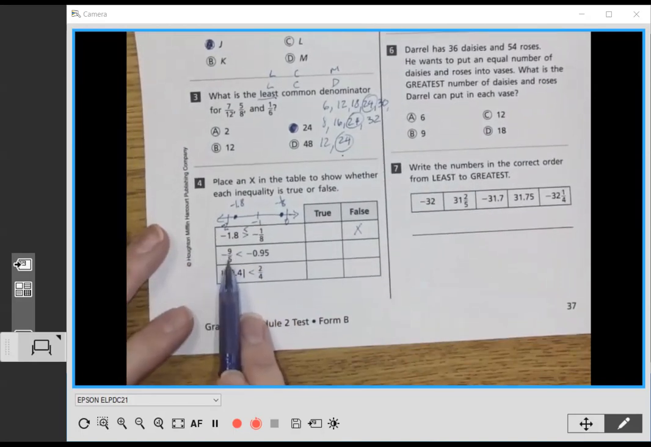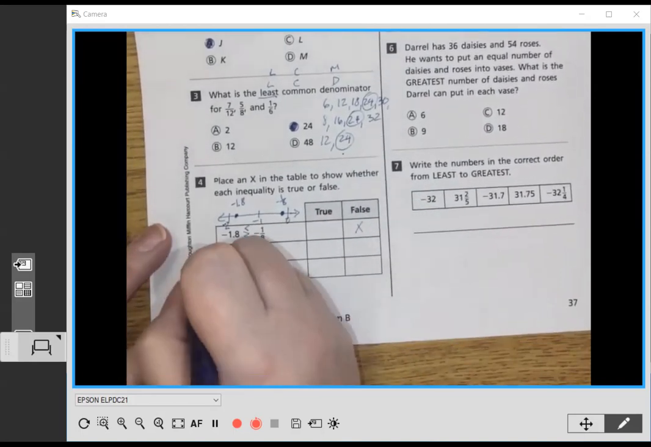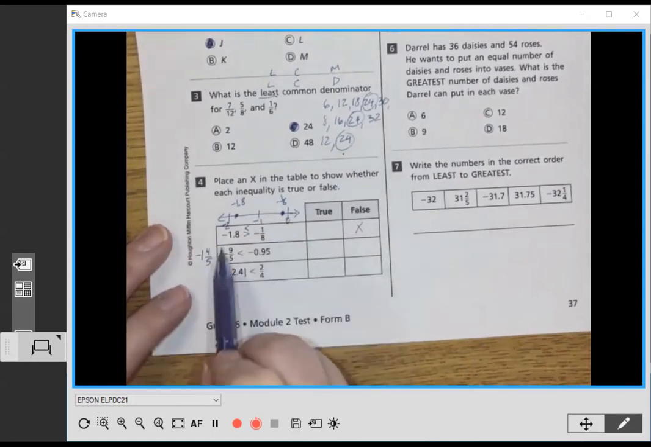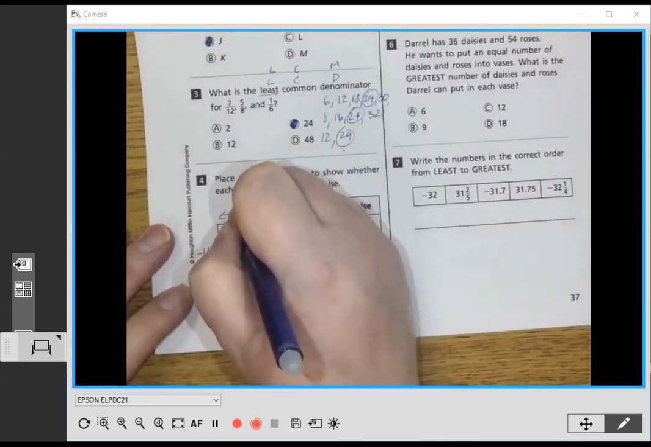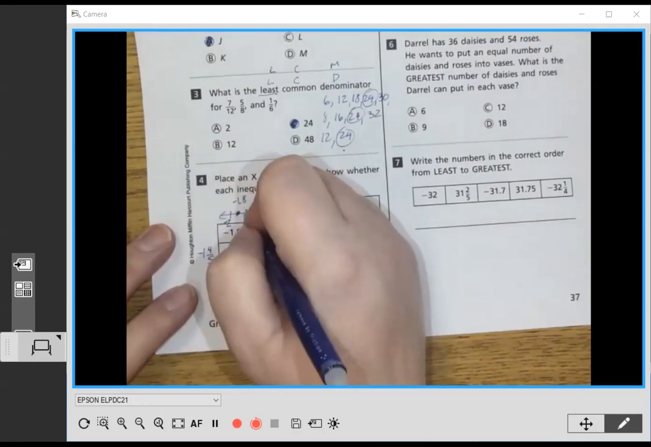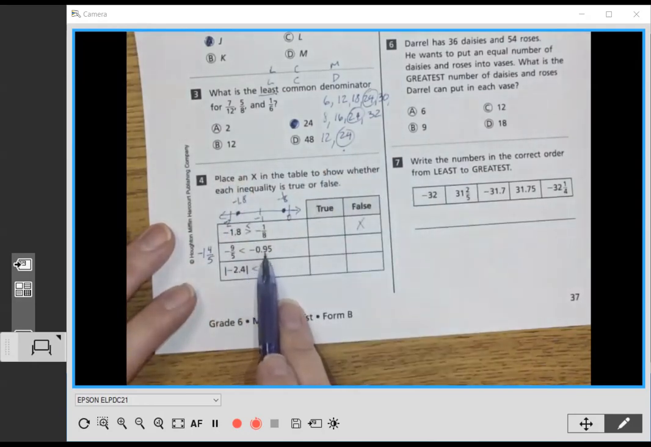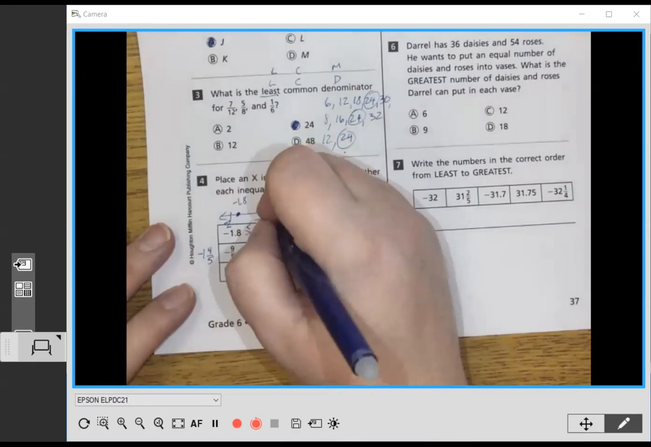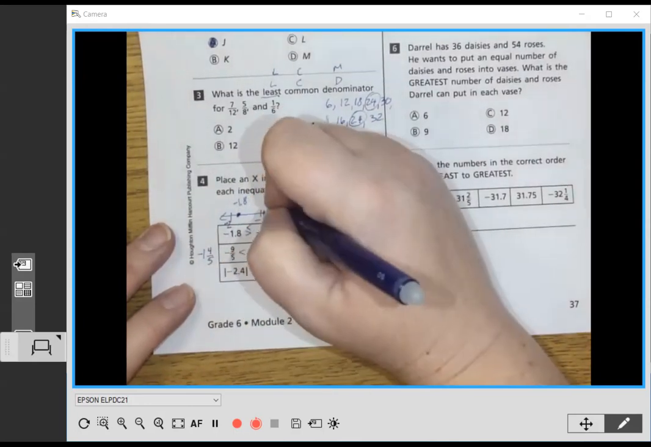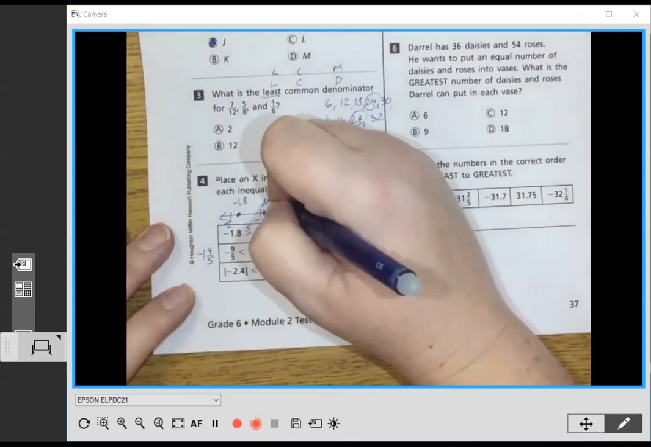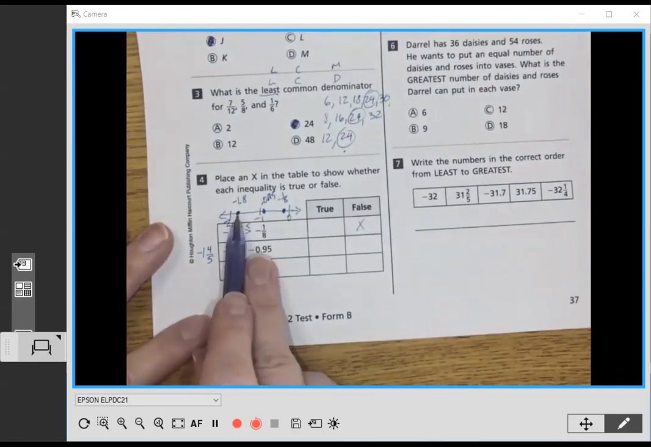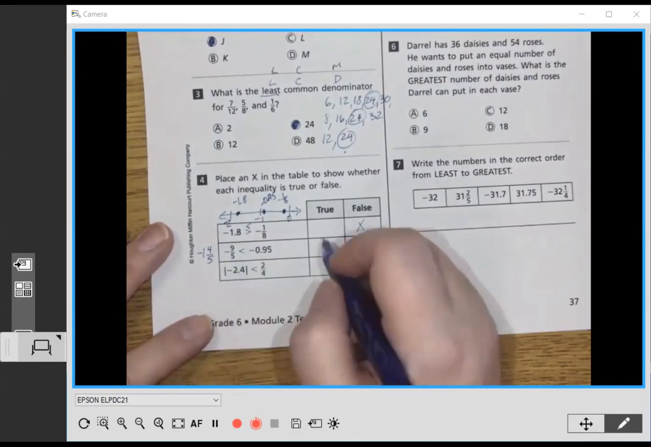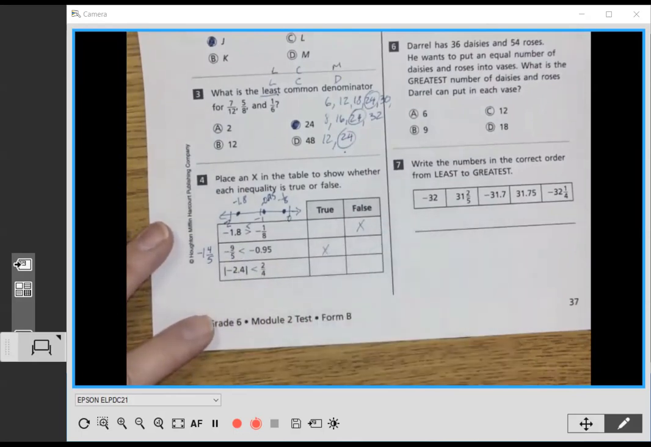Well, we know that as a mixed number, negative 9/5 would be written as negative 1 4/5. So negative 1 4/5 is actually equivalent to negative 1.8. So it's the same point. And then negative 95/100, or negative 0.95, would be here. Negative 0.95 is almost to negative 1. So negative 9/5 is farther left, so it is less than negative 95/100. So this one is true.